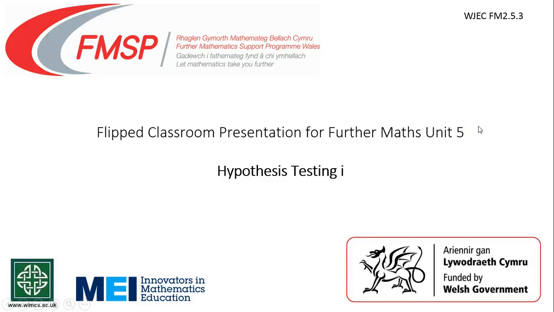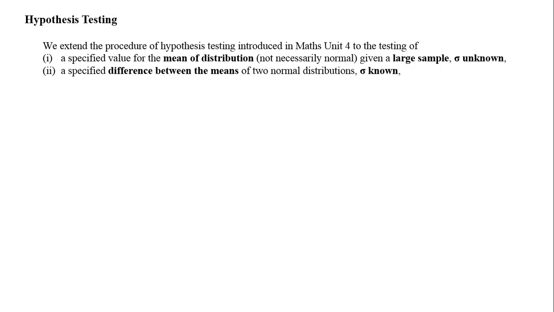Flipped classroom presentation for Further Maths Unit 5, Hypothesis Testing 1. We extend the procedure of hypothesis testing introduced in Maths Unit 4 to the testing of a specified value for the mean of a distribution given a large sample, not necessarily normal, with sigma unknown, and a specified difference between the means of two normal distributions with sigma unknown.